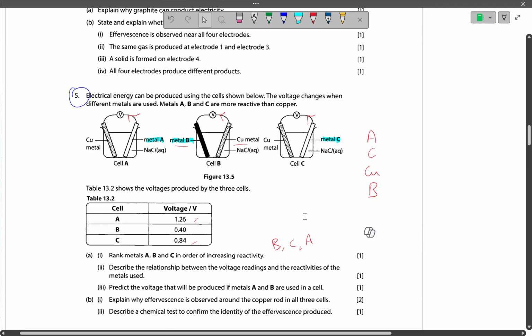That's all. Okay, so describe the relationship between the voltage reading and the reactivity of the metals. Obviously, the greater the difference in reactivity, the larger the voltage reading. The key is voltage reading and reactivities of metals. So the greater the difference in the reactivities, the larger the voltage reading. Use back the same words.